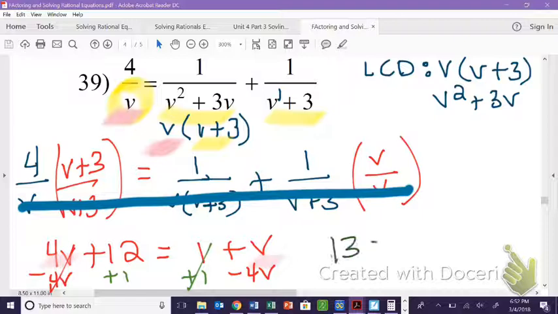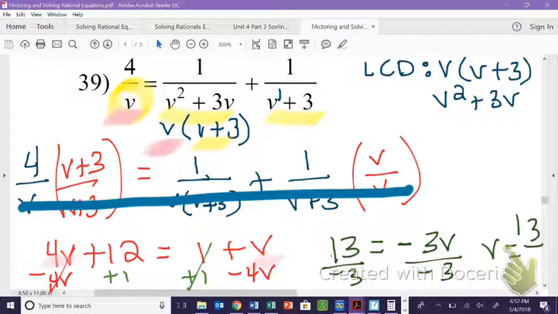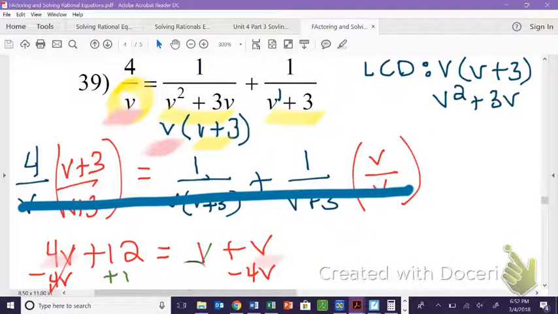So we get 13 equals negative 3v. Divide by negative 3. v is equal to 13 over negative 3. What did I do? Look at this. That's not correct. Nope, it's not correct. What did I do, Autumn? I should have subtracted instead of added. You are absolutely correct. Good job. Way to go, Autumn. Good job, Autumn.